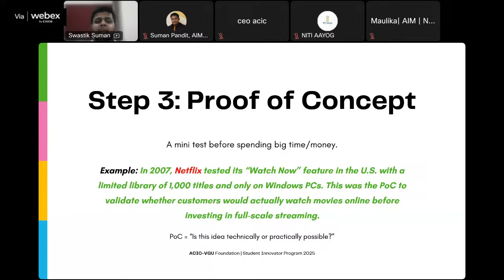सो यहाँ पे एग्जाम्पल मैंने OTT प्लेटफॉर्म से ही कोरिलेट किया है. 2007 में नेटफ्लिक्स ने अपने आप को टेस्ट करने के लिए वॉच नाउ को लॉन्च किया था यूएस में, जहां पे उन्होंने लिमिटेड लाइब्रेरी ऑफ 1000 टाइटल्स को लॉन्च किया था और वो सिर्फ विंडोज और पीसीस में ही थे, जहां पे उन्होंने वैलिडेट किया कि कस्टमर उस प्लेटफॉर्म पे एक्चुअली मूवी देख रहे हैं और देखना चाहते हैं. और ये सब उन्होंने टेस्ट किया before investing a full scale streaming line. उन्होंने बहुत ज़्यादा पैसा भी नहीं लगाया, बहुत ज़्यादा टाइम भी नहीं दिया इस चीज़ पे और ज़्यादा एनर्जी.